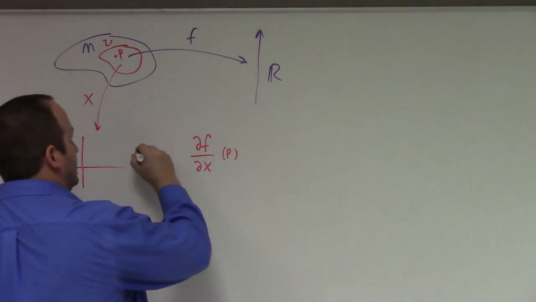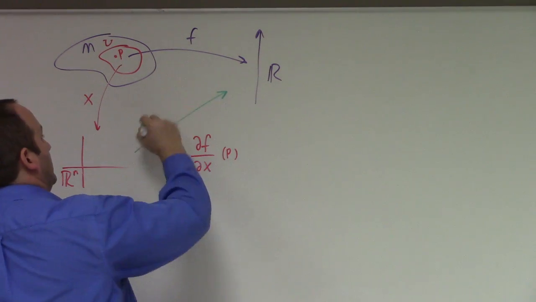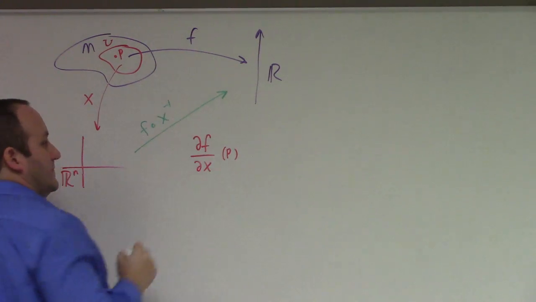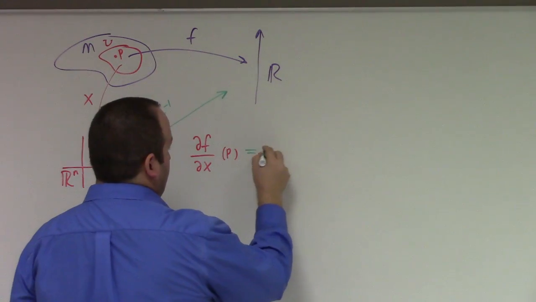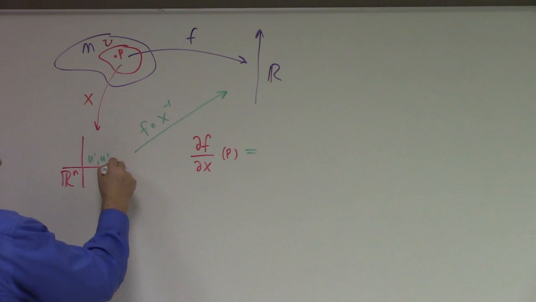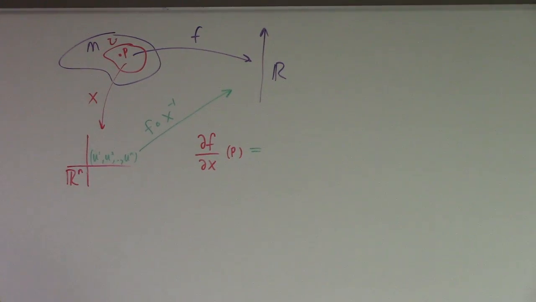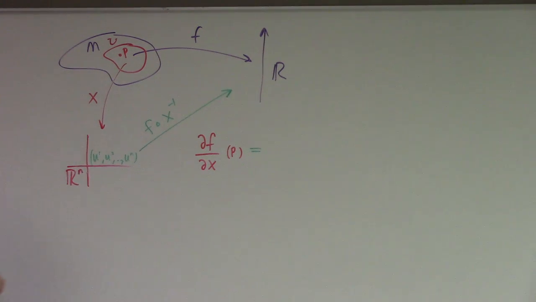We want to look at a mapping that goes like this. So that mapping is what? f composed with x inverse. And so the definition of partial f, partial x with respect to a coordinate chart on the manifold is simply, and so down here, let's say we have coordinates u1, u2, un. These are the usual Cartesian coordinate functions on Rn. So this is actually defined to be, so this actually doesn't make sense yet.